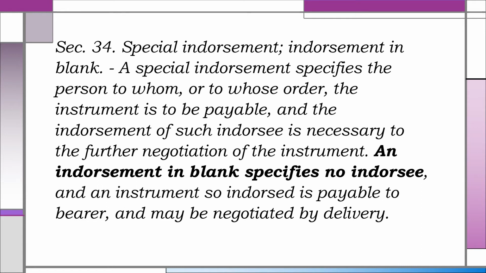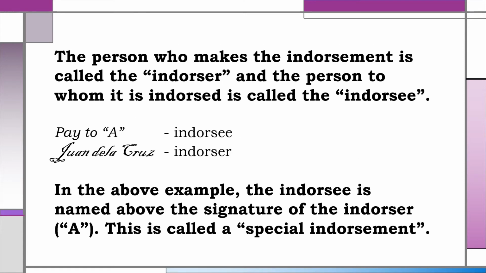Section 34. Special endorsements, endorsement in blank. A special endorsement specifies the person to whom or to whose order the instrument is to be payable, and the endorsement of such endorsee is necessary to the further negotiation of the instrument. An endorsement in blank specifies no endorsee, and an instrument so endorsed is payable to bearer and may be negotiated by delivery. The person who makes the endorsement is called the endorser, and the person to whom it is endorsed is called the endorsee. And here is an example.